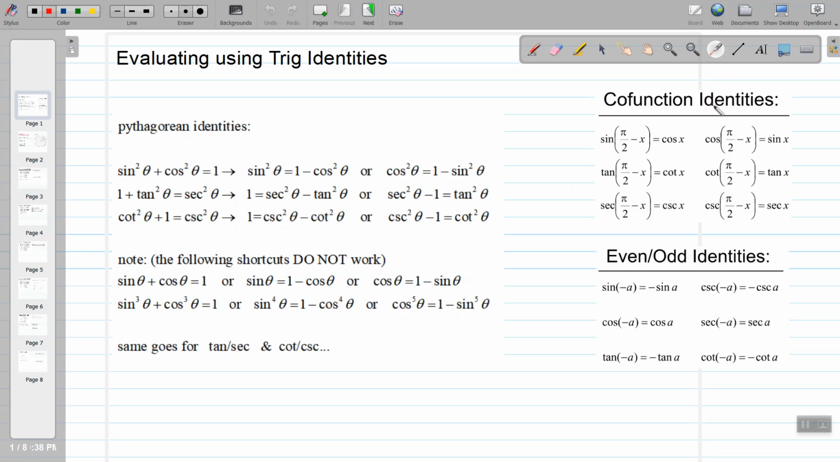All right. Again, there are many identities. You've got co-function identities, you've got even-odd identities. These ones don't pop up as much, but I put them on here just in case they do show up in your problem. So again, be very familiar with this one over here and be on the lookout for when you can apply these in the right situation.